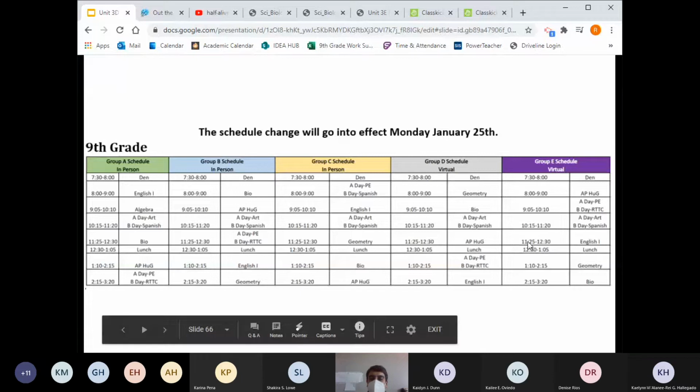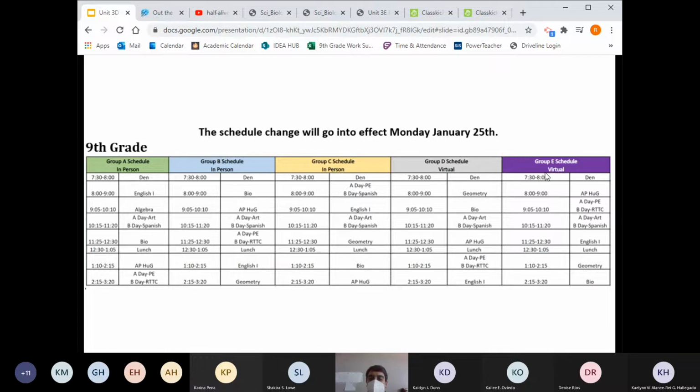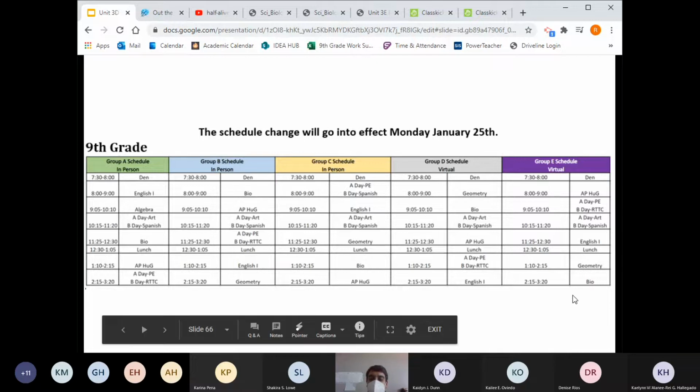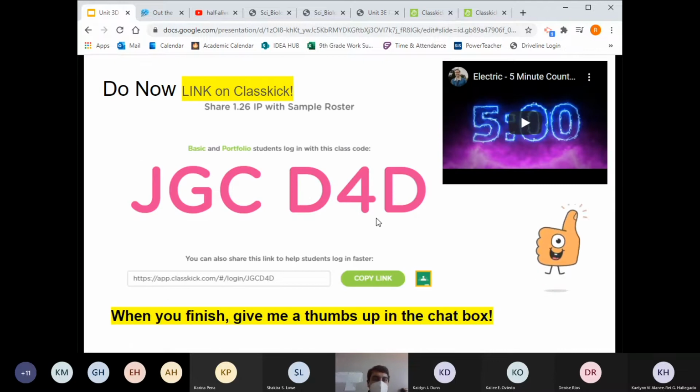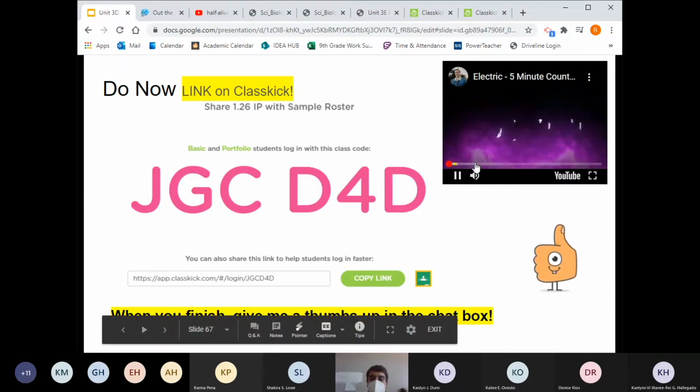I guess I should show you this one more time, even though it's the end of the day. Why not? You guys are in Group E. This is what your schedule is if you're here. If you're here and you've been to your other classes today, this is your schedule. Bio is going to be your last class. Okay, so I'm going to give you a few minutes, let's call it 4 minutes, to get to your class kick and go ahead and start working on your do now.